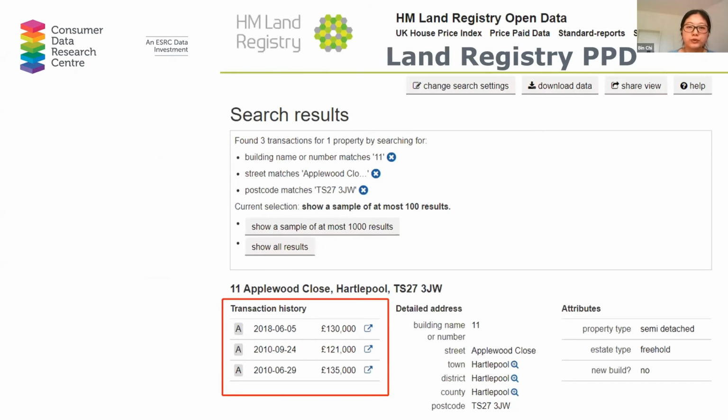The fourth data set we use is land registry price paid data. This is the open transaction price paid data in England since 1995. It almost records all the transactions, and you can see clearly that it not only records the transaction price, it also has the detailed address information.